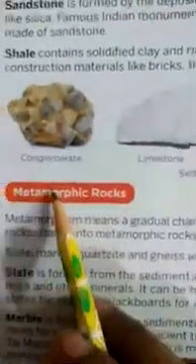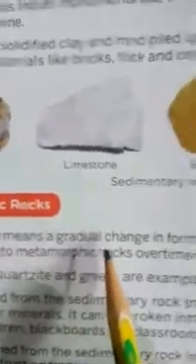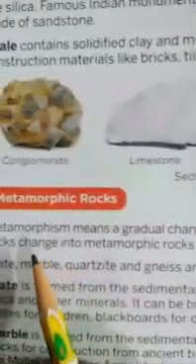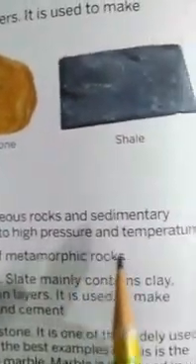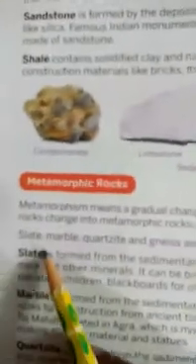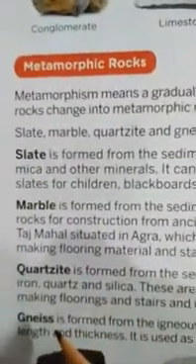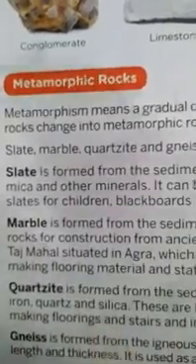Now let's study metamorphic rocks. Metamorphism means a gradual change in form. Igneous rocks and sedimentary rocks change into metamorphic rocks over time due to high pressure and temperature. Slate, marble, quartzites, and gneisses are some of the metamorphic rocks.